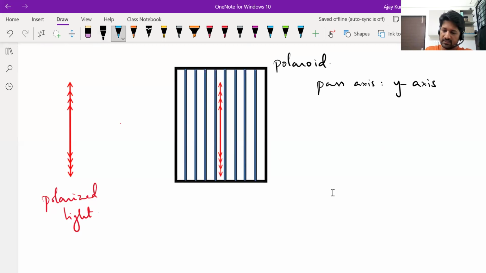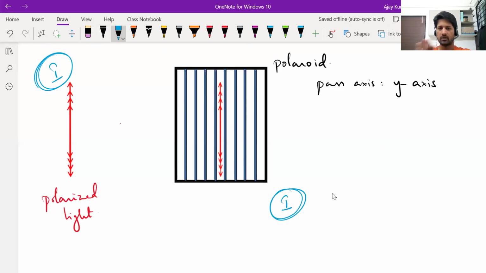So if the incident polarized light's intensity is I, and the polaroid is arranged this way, it allows all the light to pass through it, then the light that comes out of the polaroid will also have the same intensity I. There's no removal of electric field happening. There's no blocking of electric field happening. So the same intensity will come out. Did you understand this or not? Rishi, is this clear? Yes, sir. Okay.